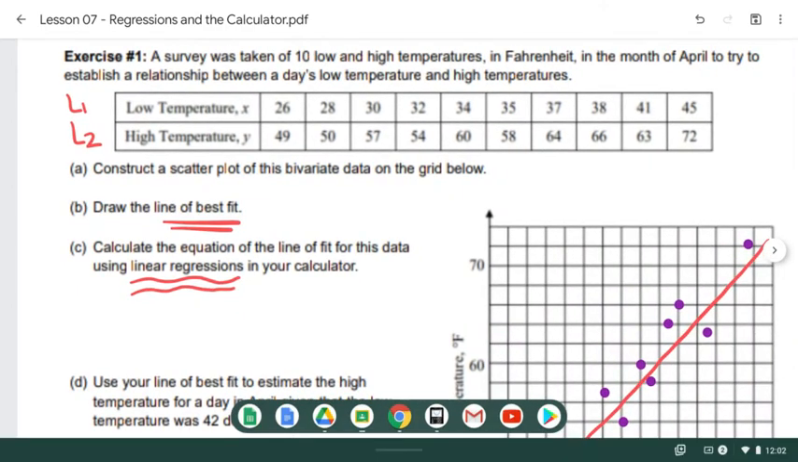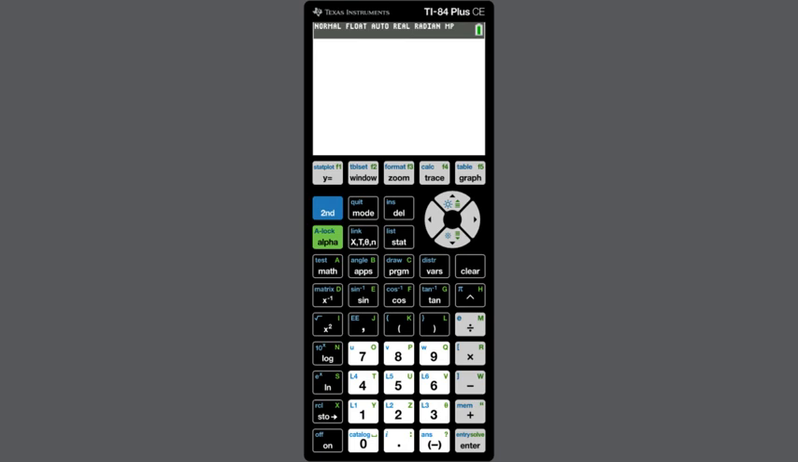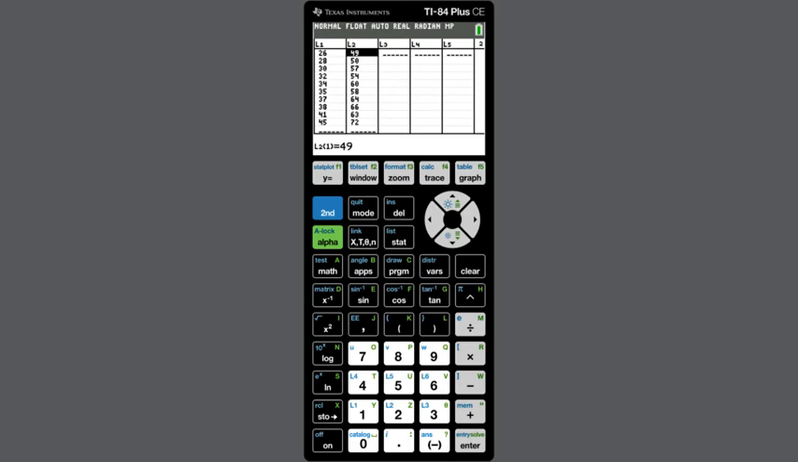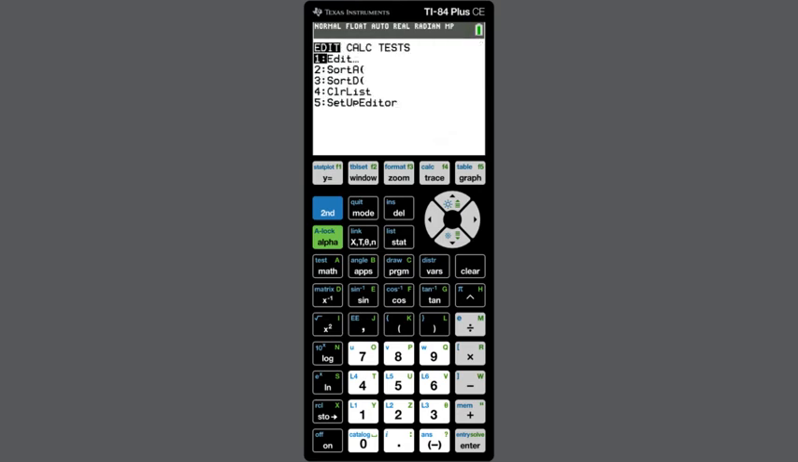So just to remind ourselves how to get there, I go and hit my stat button. I hit enter when I want to edit, and I've already put my data in. So if you need to pause the video real quick and enter all your data, there should be 10 values in each list. But I plugged in list 1 as the x values and list 2 as the y values. Once I have all my data in, I'm going to go ahead and hit stat. I hit the right arrow to calculate.